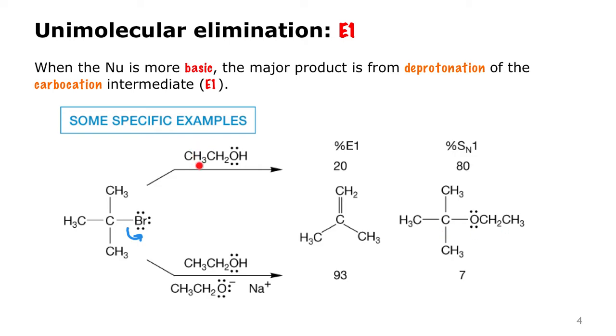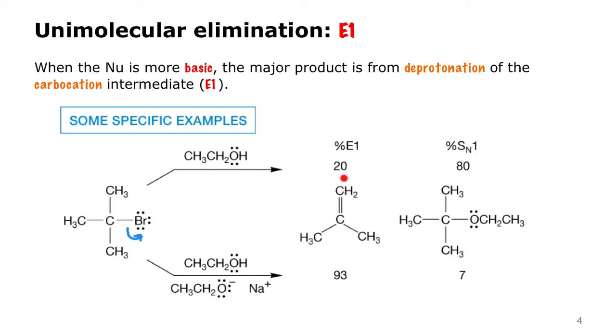But ethanol is also a weak Bronsted base. It has about the same basicity as water. It's, after all, essentially just an organic derivative of water. And it can deprotonate the substrate and lead to an alkene product.